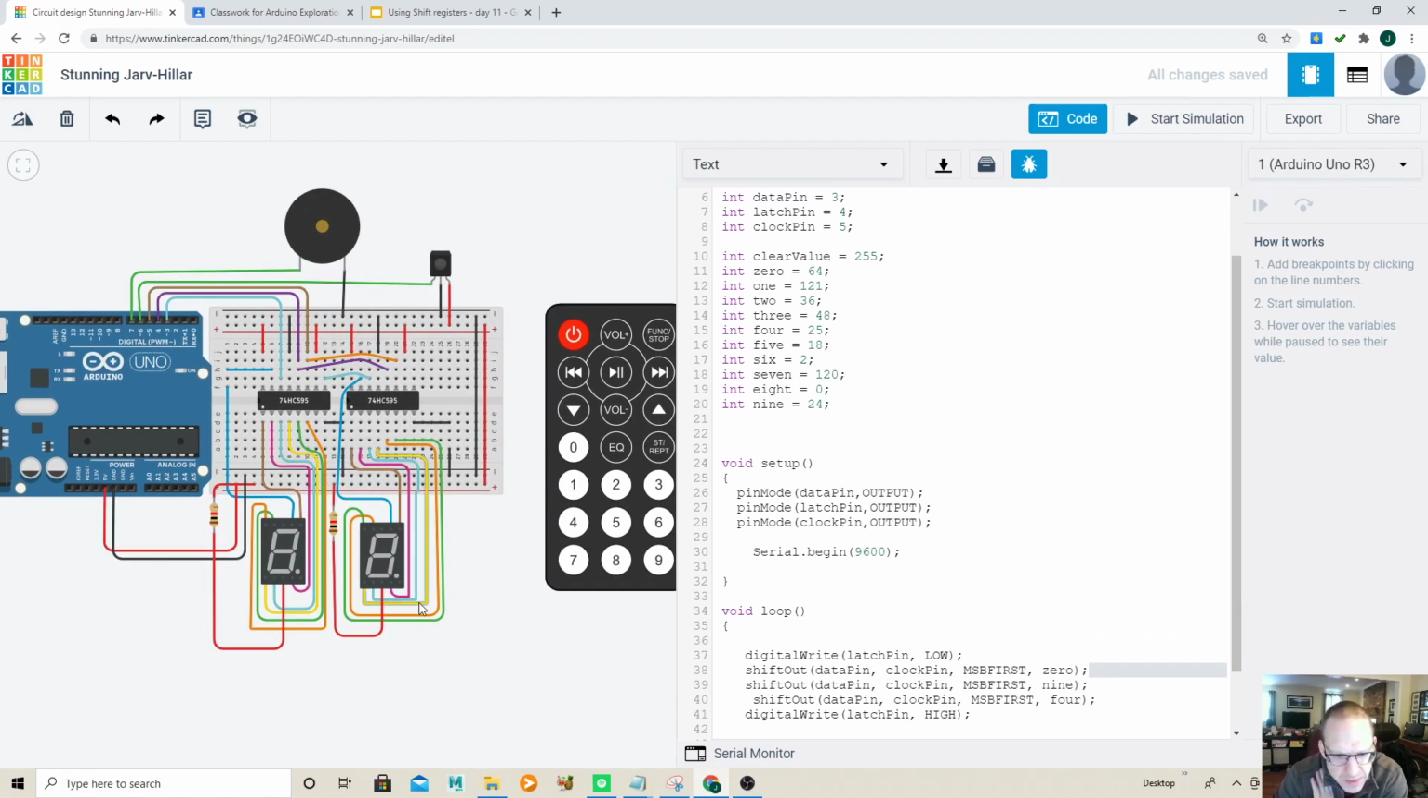So the 0 gets sent out to this one. And then the 9 gets sent out to this one. And then the 4 gets sent out. Well, this is going to overwrite this one. It's going to go over there. It's just going to shift.